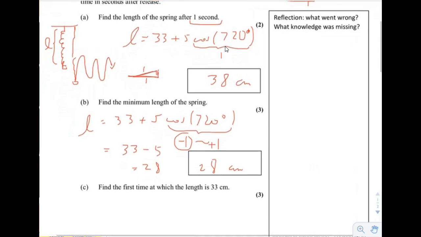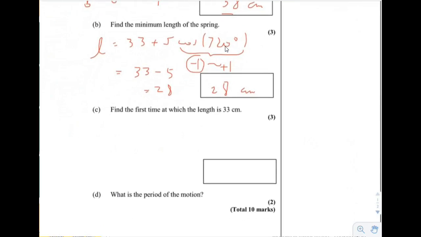What would be the maximum length of the spring? Well, it would be 5 times +1, so 33 plus 5 is 38, which is what you got for the first part. Okay? Find the first time at which the length is 33 centimeters.